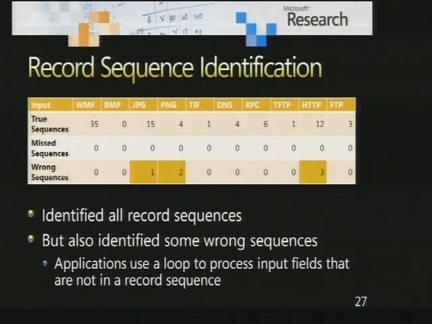The reason is sometimes applications use a loop to process input. However, those input fields are not a record sequence. For instance, a JPEG parser uses a loop to compare the first 4 bytes in the input to see if they equal some specific value. So for this kind of case, we may have wrong sequences.